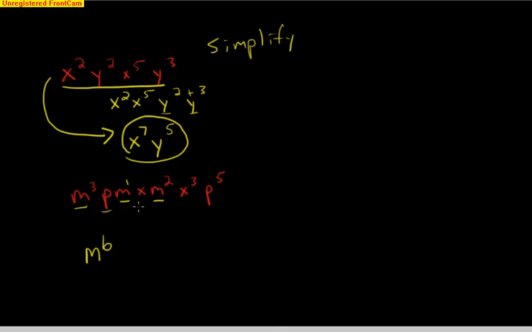And then we've got p and p. So p to the first, since there's nothing written there, times p to the fifth. We can add the exponents when bases are the same. So p to the sixth. And then x to the third for a total of x to the fourth. So this is a simplification of this.